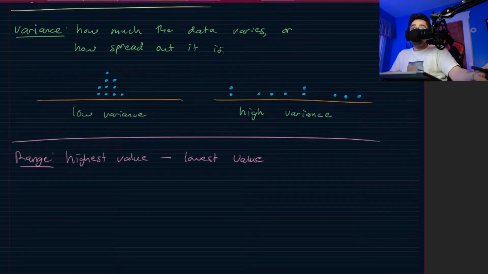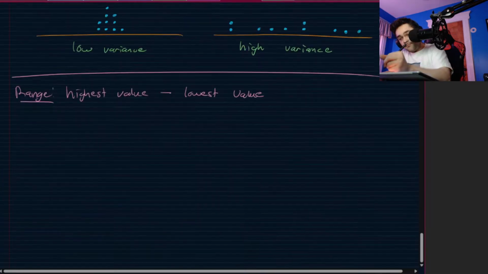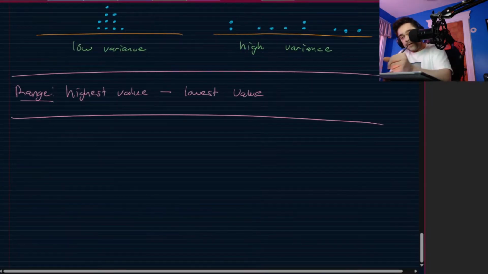But then we do come to the formulas for standard deviation and variance. And there's two sets, one for population and one for a sample. So it can be pretty confusing. And so let's first talk about population variance.